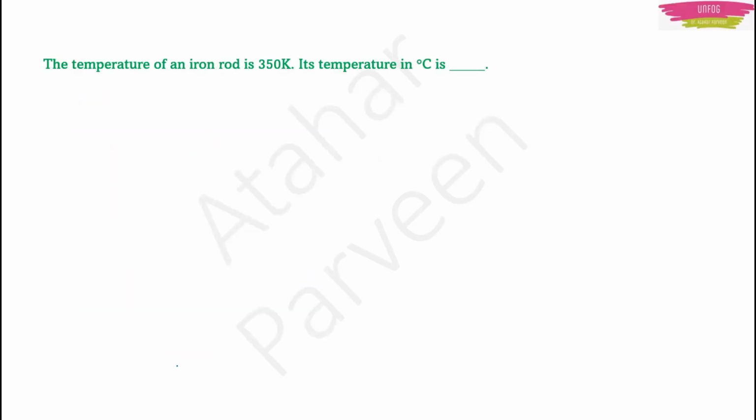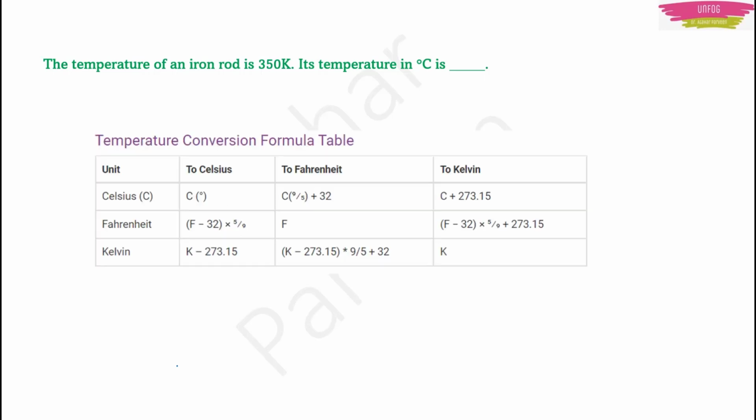Okay. Next question. The temperature of an iron rod is 350 Kelvin. Its temperature in degree centigrade is? See, this question I am not going to solve. You have to answer this question. This is an assignment for you. You can comment it in the comment section. I'll be glad to know your answers. I am giving you a hint. The table itself is the hint. You have to find the relation which is required for this numerical and then you have to calculate.